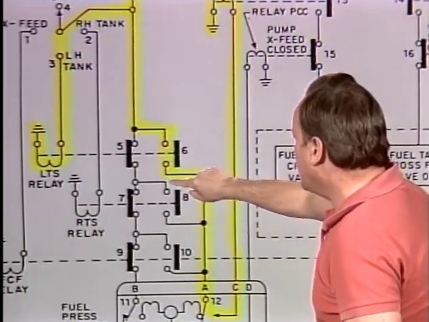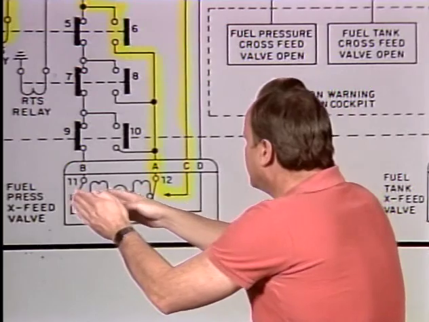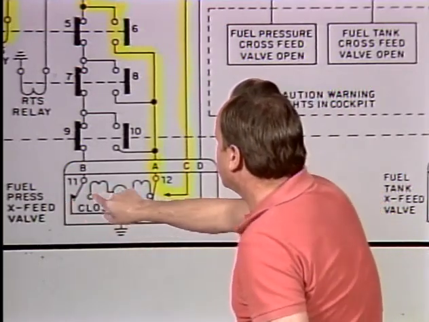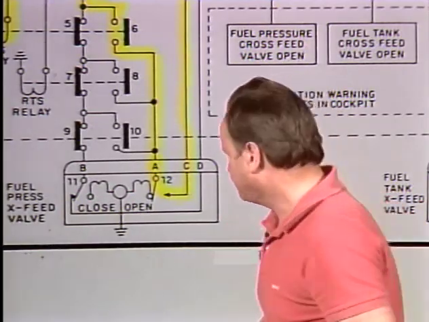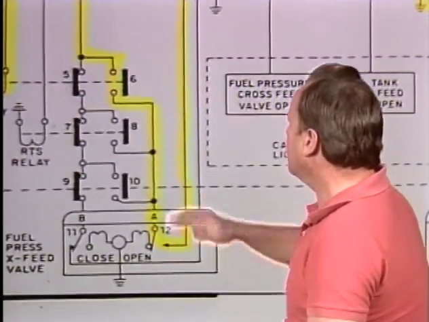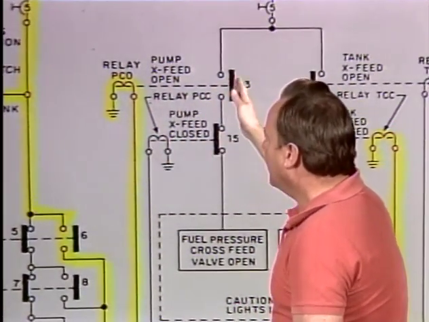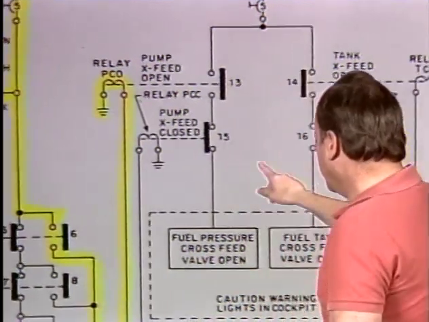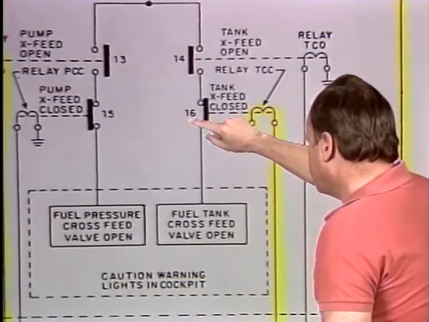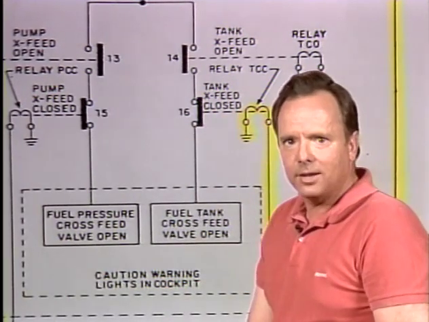Now come down here and you see that we've turned on to terminal 12. We've come to terminal 12, activating this solenoid, and that automatically activates switches 11 and 12. And they act as a pair also. All right, now let's go back up here and see what happens. We've now energized the PCO relay, and all of a sudden that automatically means switch 13 is activated. All right, now we're going to have one other relay that's activated, and that's this relay right here, the TCC relay, and switch 16 becomes activated.